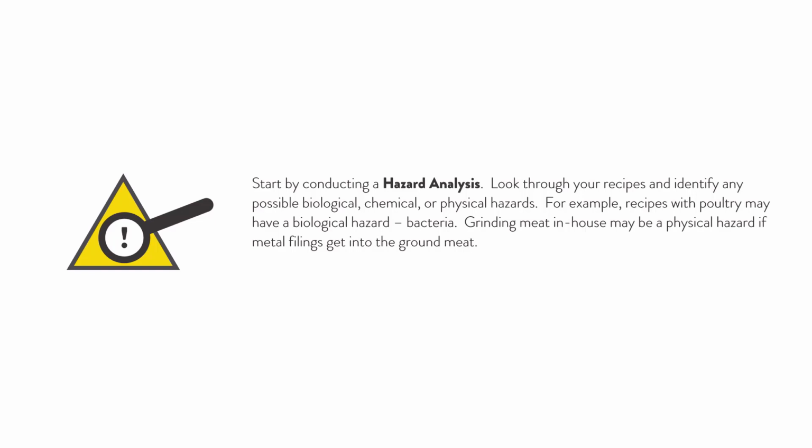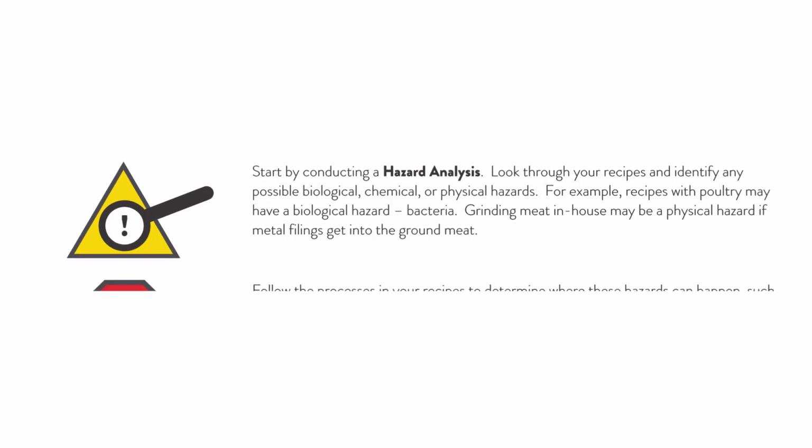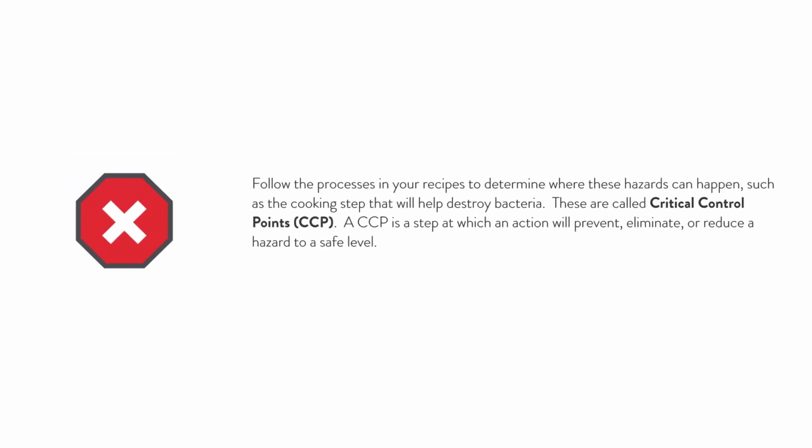For example, recipes with poultry may have a biological hazard, bacteria. Grinding meat in-house may be a physical hazard if metal filings get into the ground meat. Follow the processes in your recipes to figure out where these hazards can happen, such as the cooking step that will help destroy bacteria. These are called critical control points, CCPs. A CCP is a step at which an action will prevent, eliminate, or reduce a hazard to a safe level.